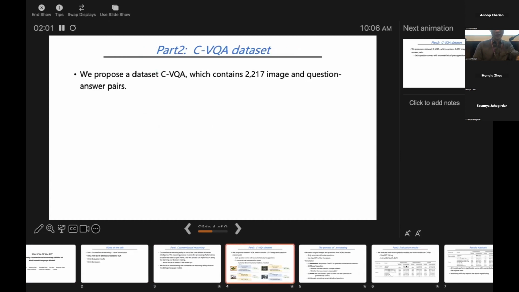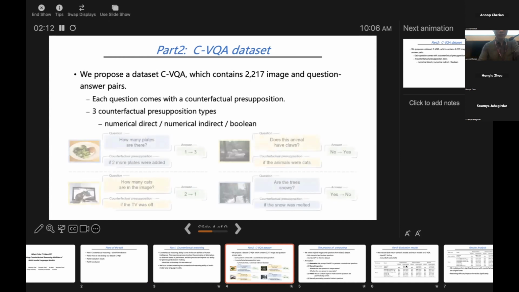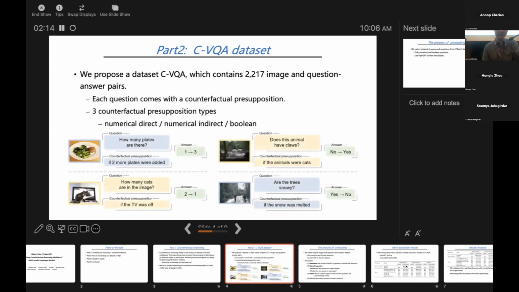And given such motivation, we proposed a dataset, counterfactual visual question answering, which contains about 2,000 images and question answer pairs. So here are more examples. The original questions are like, how many places are there? Do these animals have claws? All these are faithfully related to the image, but we want to make some challenge, some attack, to make the answer flip.